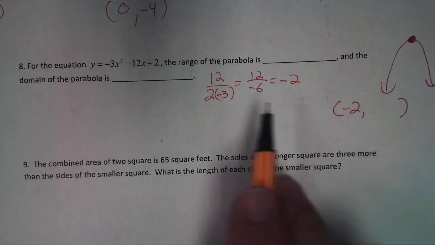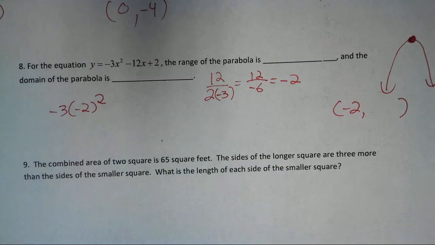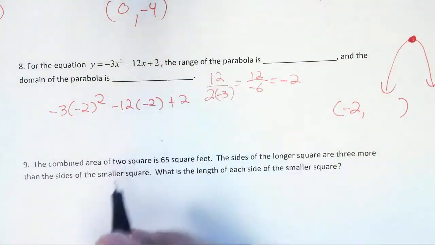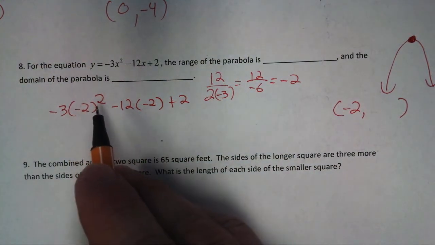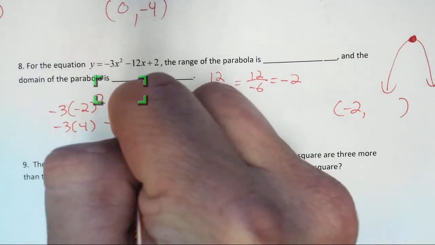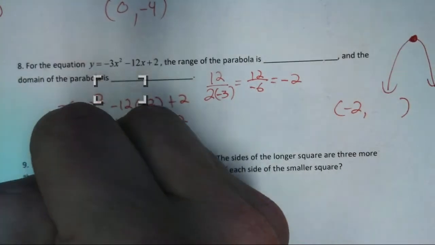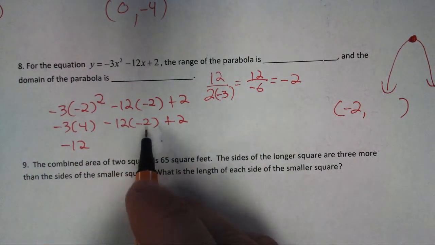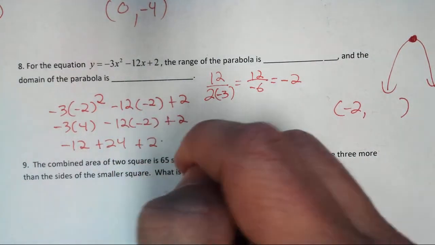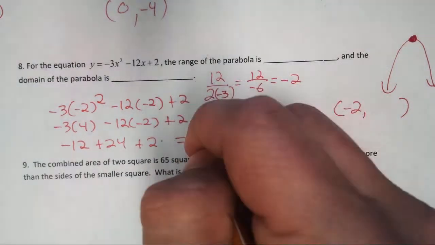To get the something, we put negative 2 in the problem. So negative 3 times negative 2 squared minus 12 times negative 2 plus 2. Negative 2 squared is 4. So we have negative 3 times 4 minus 12 times negative 2 plus 2. Negative 3 times 4 is negative 12. Negative 12 times negative 2 is positive 24. And then we have a plus 2. Negative 12 plus 24 is 12. 12 plus 2 is 14.